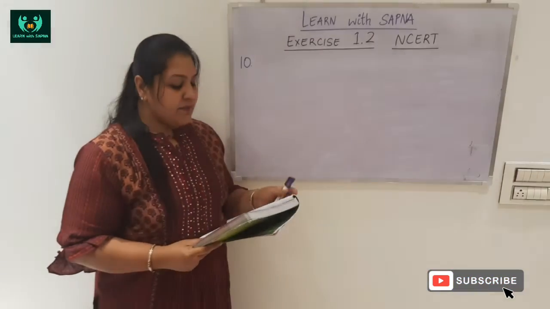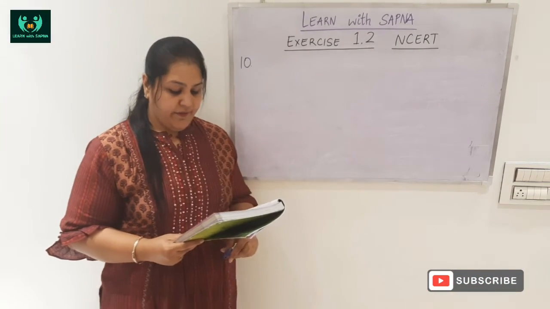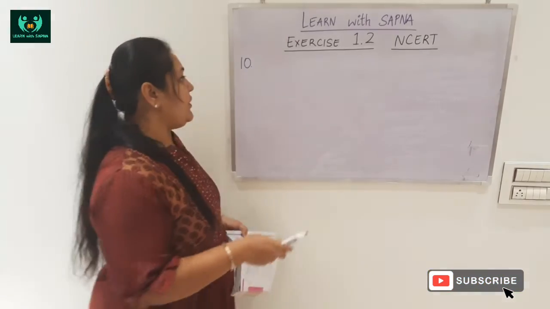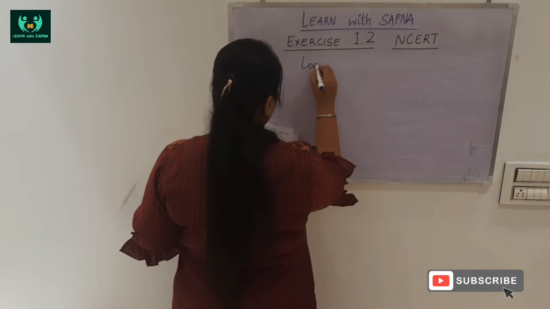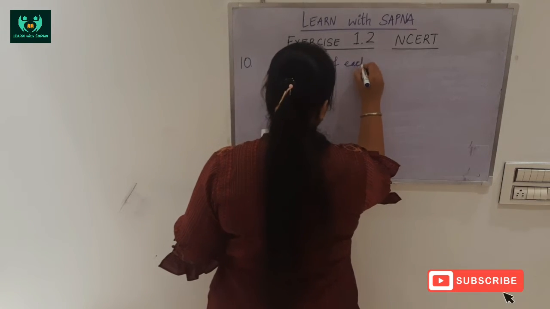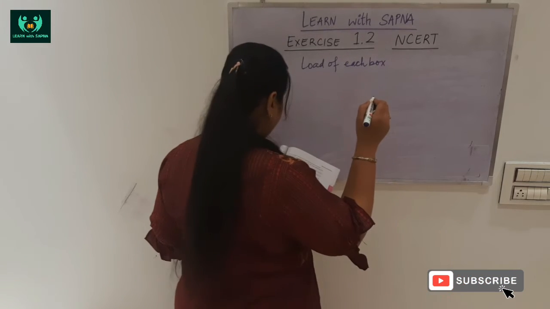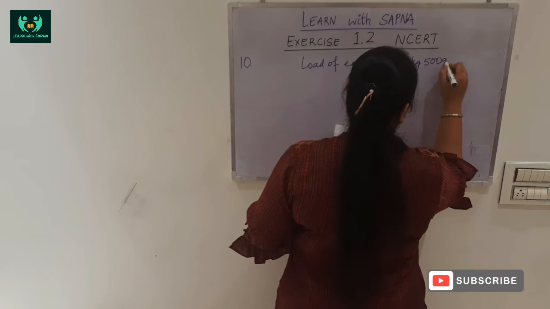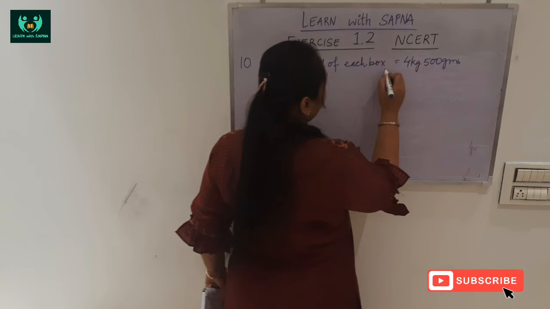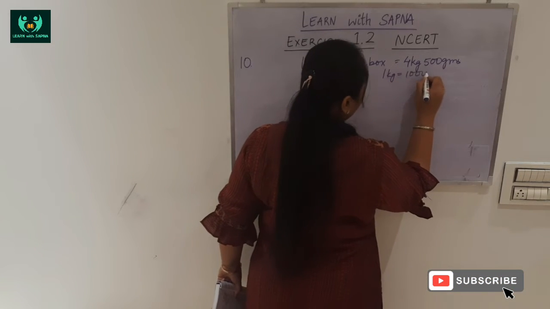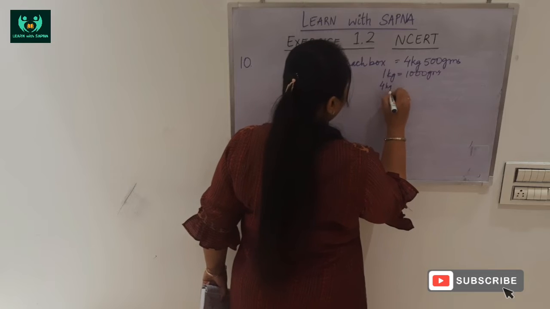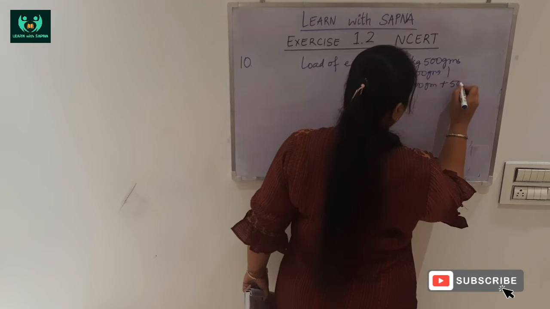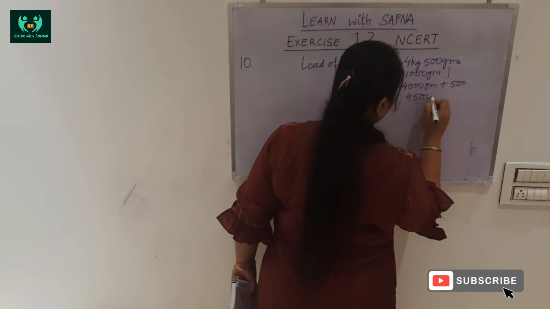10th question says medicine is packed in boxes each weighing 4 kg and 500 gram. How many such boxes can be loaded in the van which cannot carry beyond 800 kg? So load of each box, medicine is packed in box, so each box is 4 kg 500 grams. Let's again convert it into simple notation. We know 1 kg is 1000 grams, so 4 kg will become 4000 grams plus 500, so we have 4500 grams.